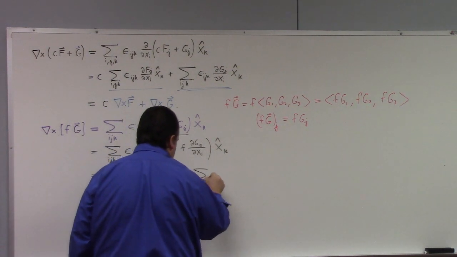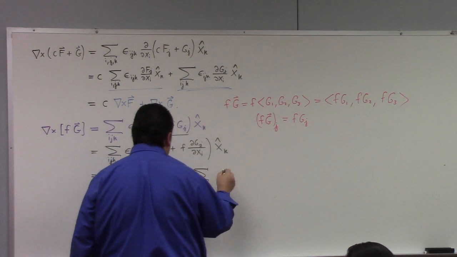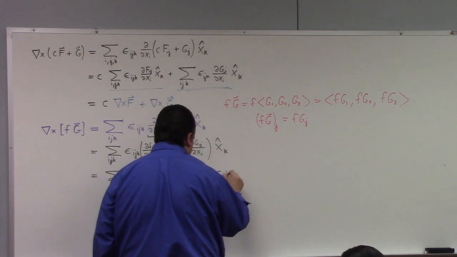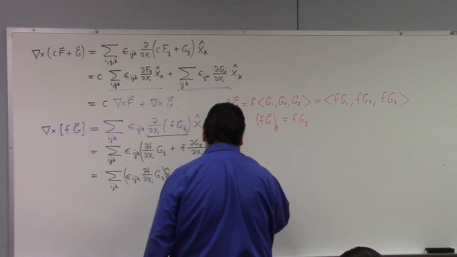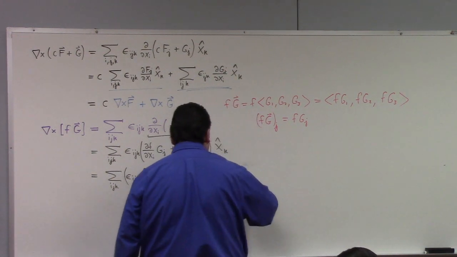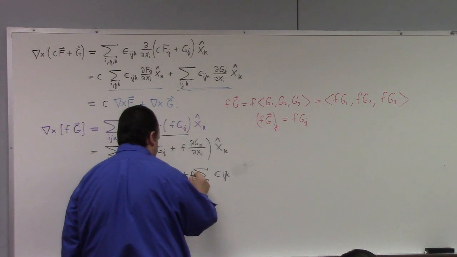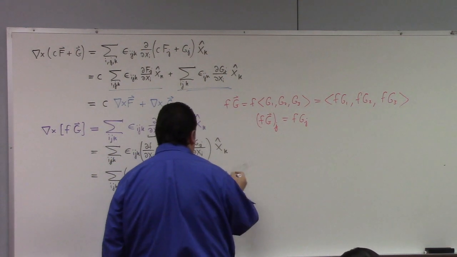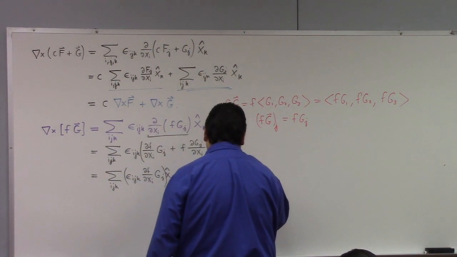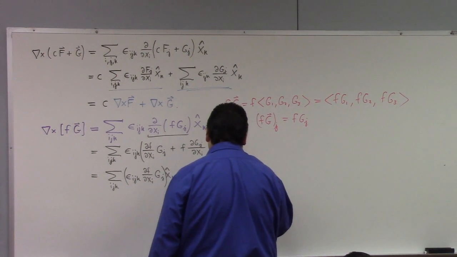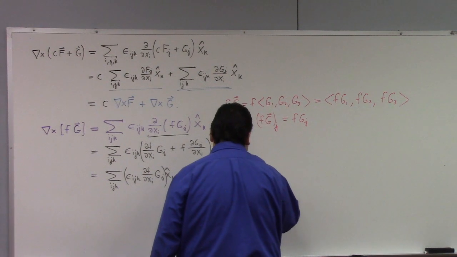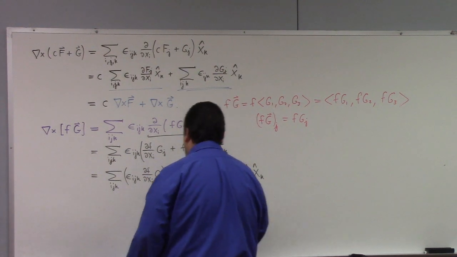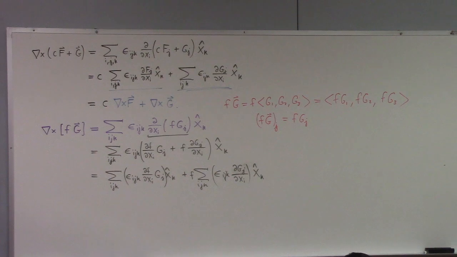Plus the sum over ijk, epsilon ijk, f, partial, I guess I should pull the f out. And pull that f outside of this because it doesn't depend on the index. Pull the f out. Partial ijk, partial g_j, partial x_i, x hat k. Again, sorry I'm in the way. Okay, so what's going on here?